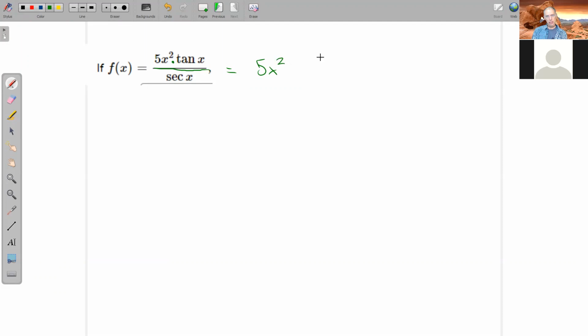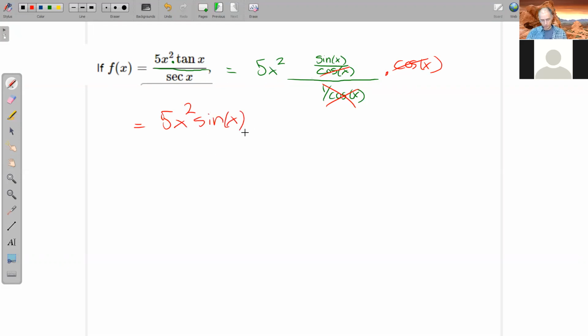And then tangent is sine over cosine. And then that is divided by the secant, which is 1 over cosine. And dividing by a fraction is multiplying by the reciprocal. So I can rewrite that by multiplying by the cosine of x. And then I can see, oh, okay, so the cosine here divides with the cosine there. And this should be the same function as 5x squared times the sine of x. And hey, that's way easier.